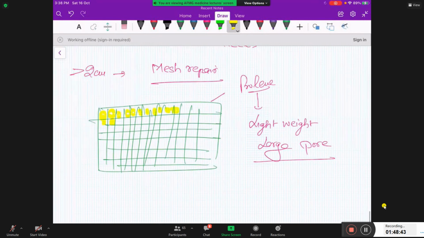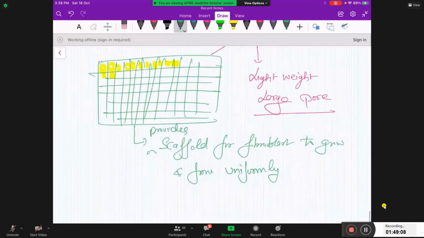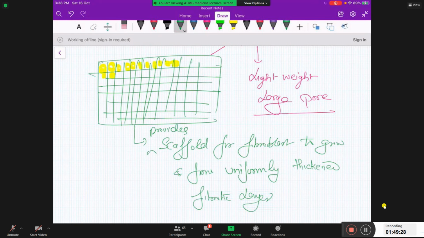So how does the mesh help? There was a question also on this. Mesh provides a scaffold for fibroblast to grow and form a uniformly thickened fibrotic layer. So these are the things we need to know in hernia.